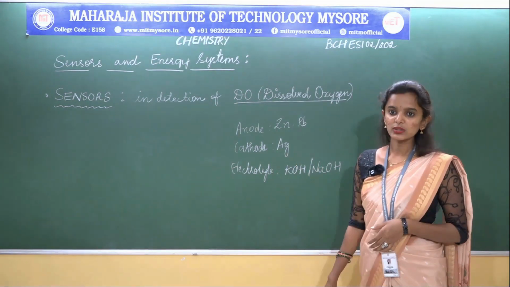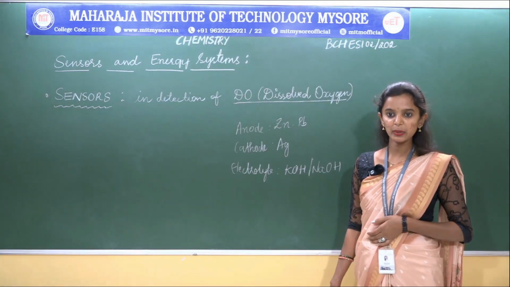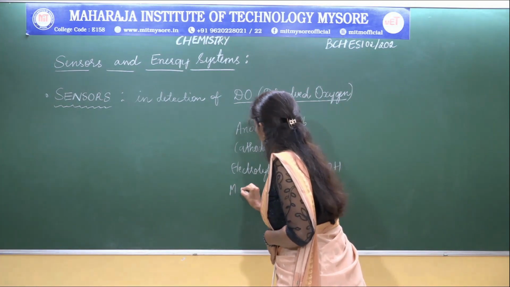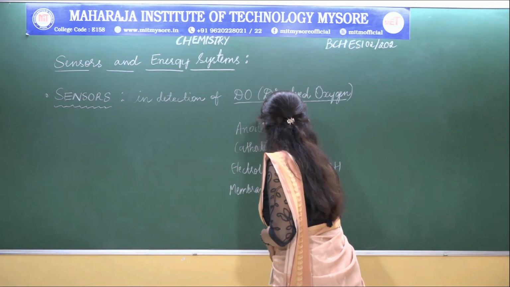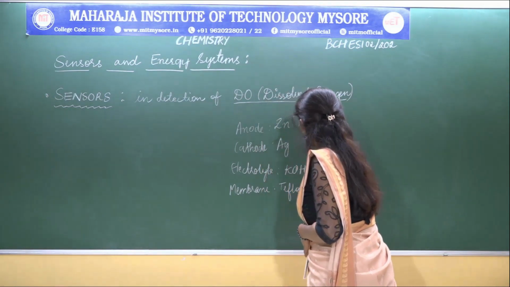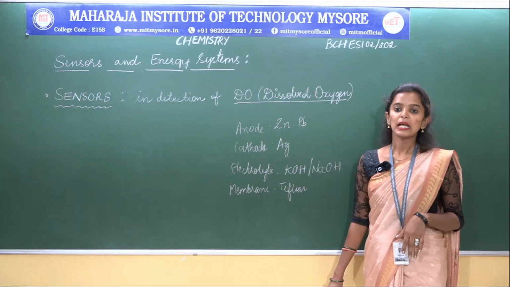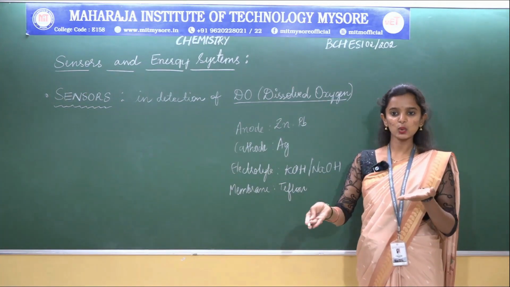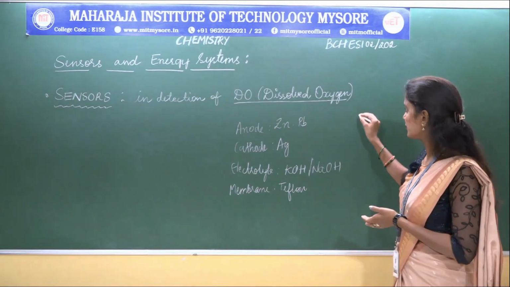So we know it consists of two different electrodes, an electrolyte and a semi-permeable membrane, and the membrane used is Teflon. It is a semi-permeable membrane. So what happens in the working is the difference in potential between anode and cathode should be maintained at least 0.5 volt.